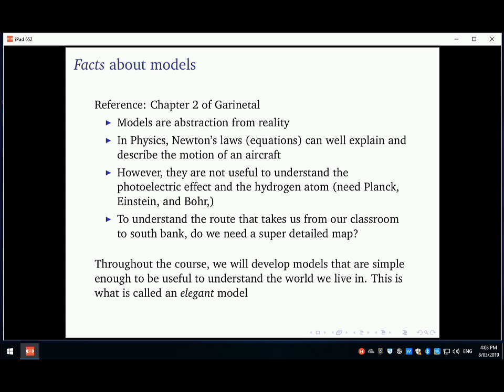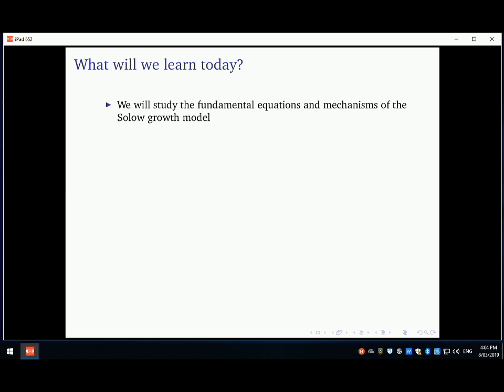Throughout the course, we will develop these very simple models that will allow us to understand things. And those simple models, we'll call elegant models. An elegant model is a model that is simple enough, but rich enough that it's able to explain some facts that we wouldn't understand otherwise. So it's a model that is simple enough, and has the elements that are useful to understand the world.